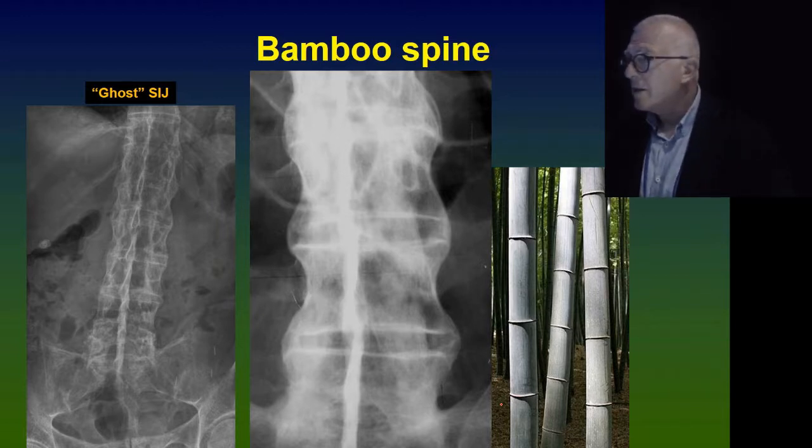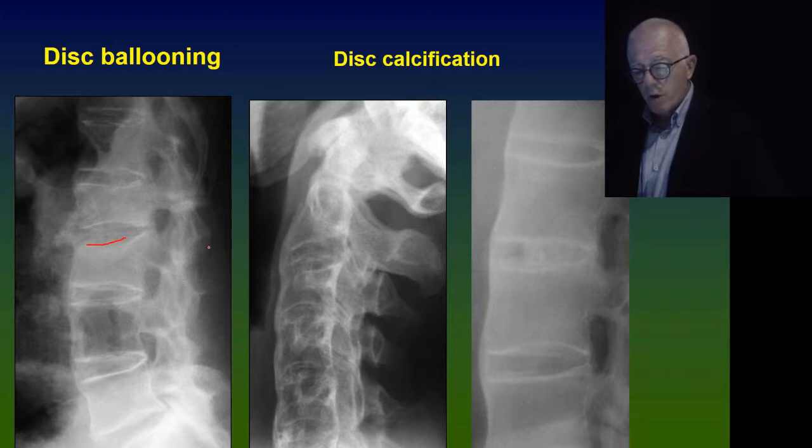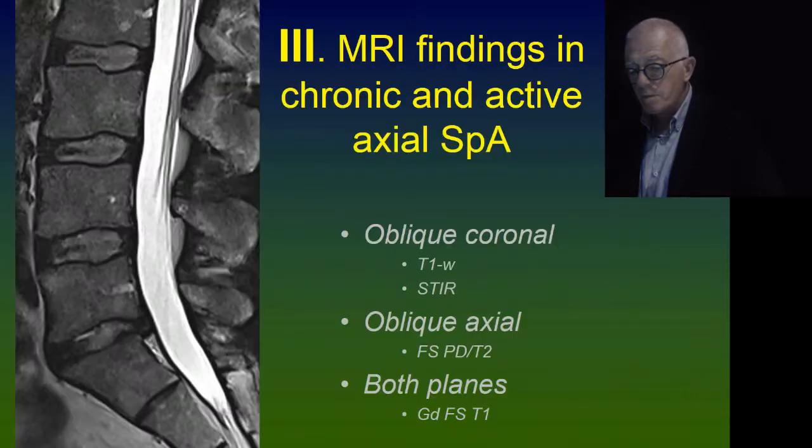The Gauss sign reflects the fact that we have no sacroiliac joints. They are fused, as you see here. And the bamboo spine represents the ossification of the lateral ligaments. In long-lasting disease also, we may see ballooning of the discs, or calcification in the discs, or anterior fusion, as you see here, ossification of the anterior longitudinal ligament, and here we see calcifications.